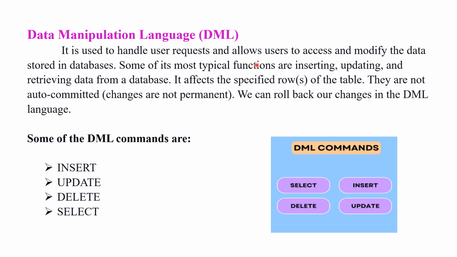Its most typical functions are inserting, updating and retrieving data from a database. It affects the specified rows of the table. The changes are not auto-committed, which means they are not permanent. We can roll back our changes in DML. Unlike DDL, DML operations are not auto-committed. Some of the DML commands are insert, update, delete and select.